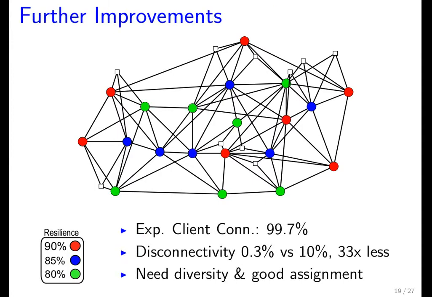And this happens again if you add the green variant as well. So even though it's worse than the red and blue, you get another gain in expected client connectivity, up to 99.7%, compared to the 90% of the homogeneous case.